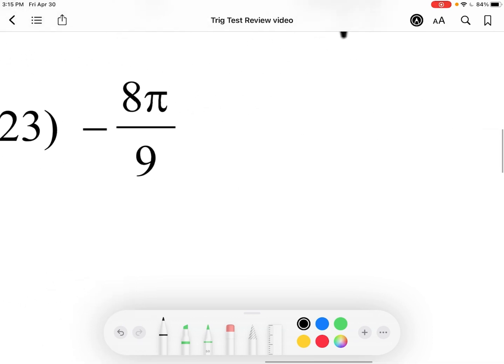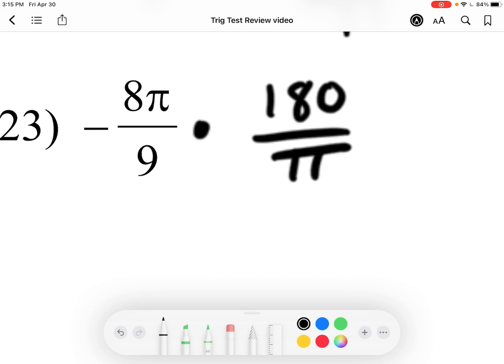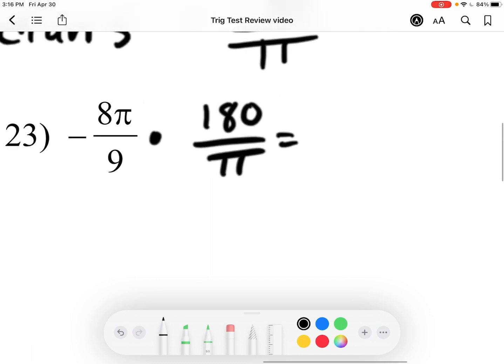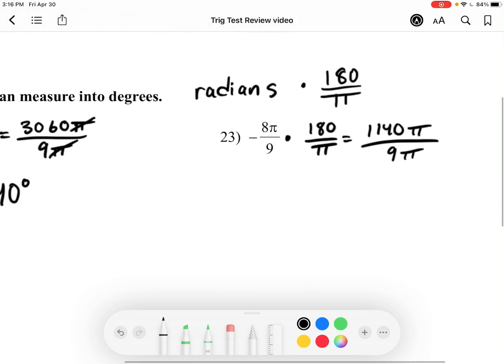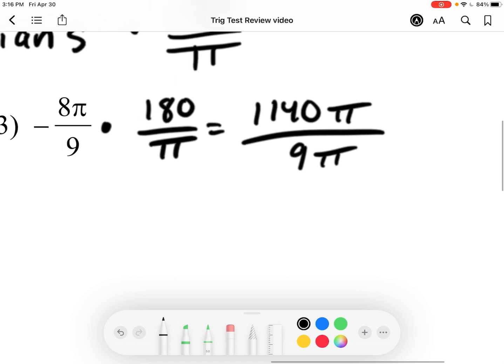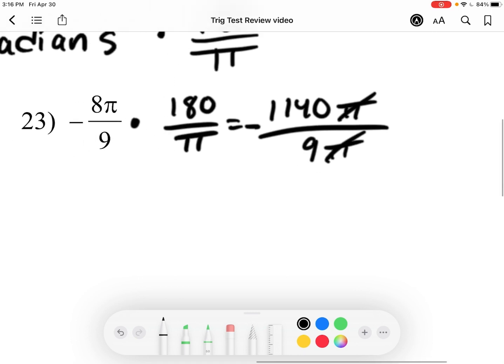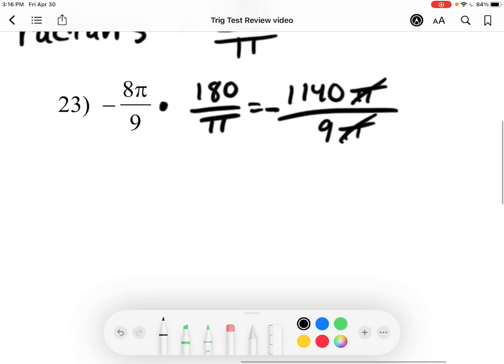For number 23, we're going to do the same thing. Multiply by 180 over pi. It's negative, right? So we're going to do 8 times 180, which is 1,140 pi, over 9 times pi, which is 9 pi. And again, this is negative. The pi's cancel each other out, so we're just left with 1,140 divided by 9, which is negative 160 degrees.